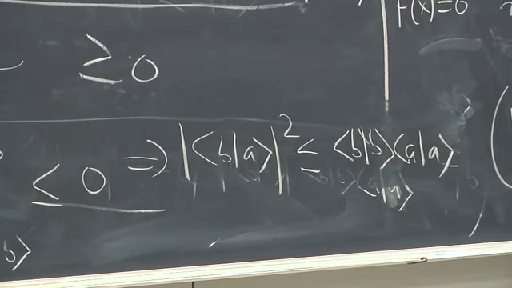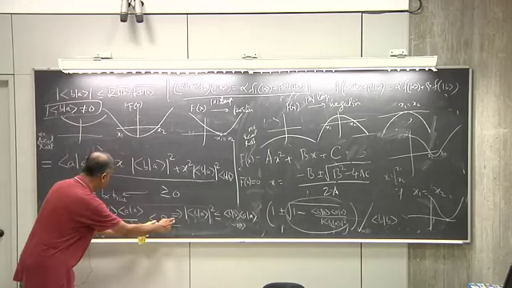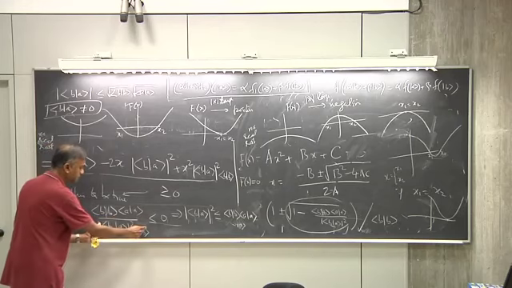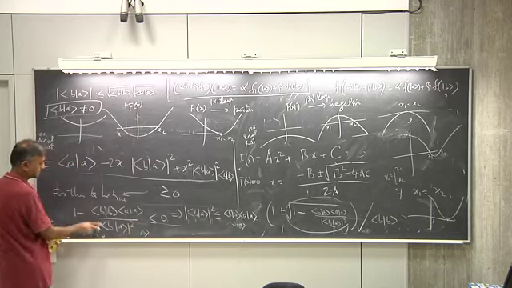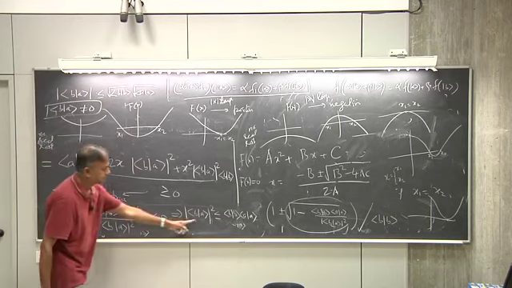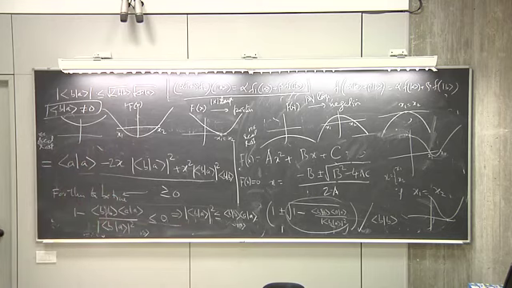Okay. This is just, I mean, you take this on the other side. So 1 is less than or equal to this quantity, and then you multiply both sides by this. So you get that. Okay.